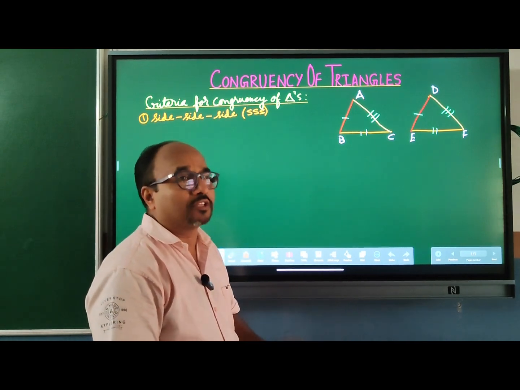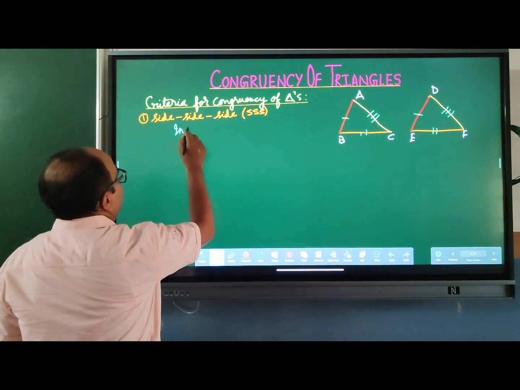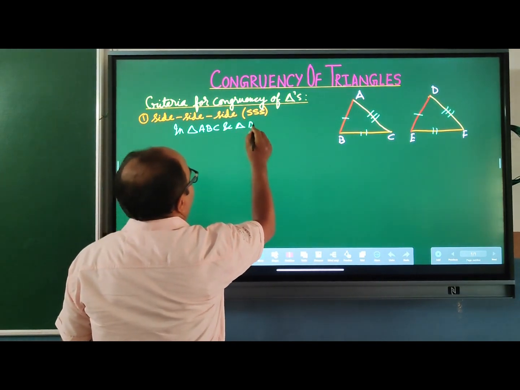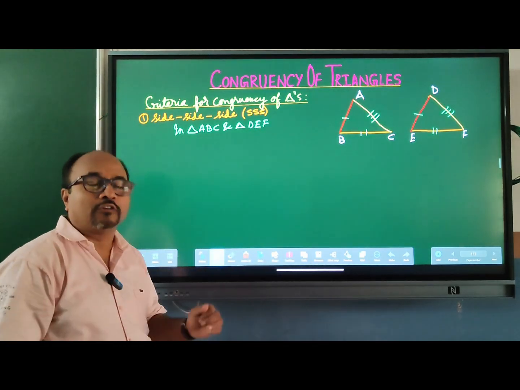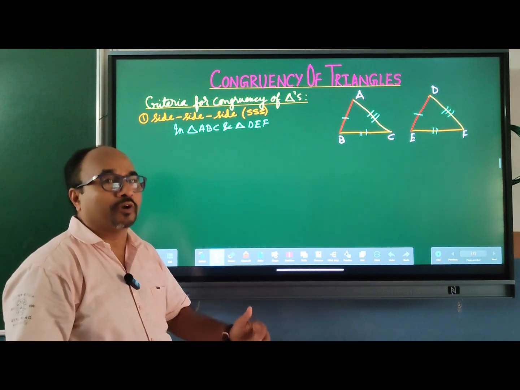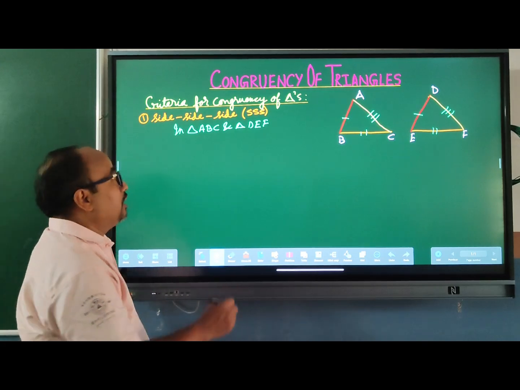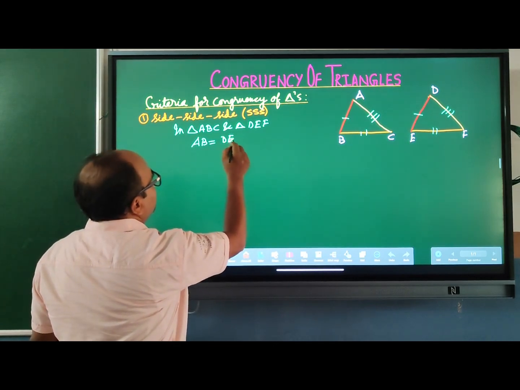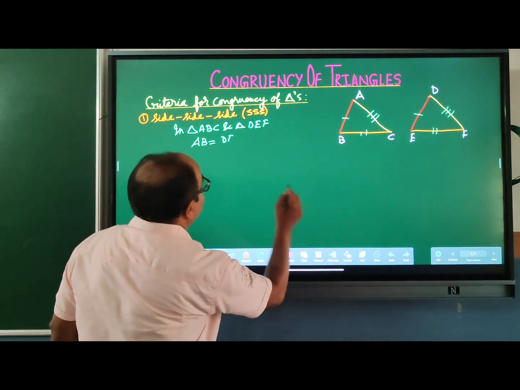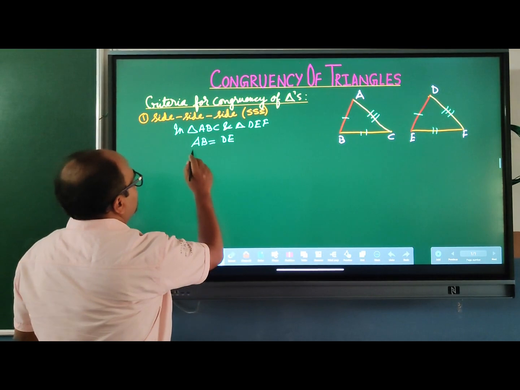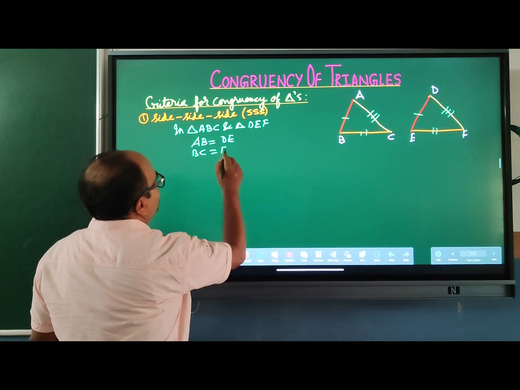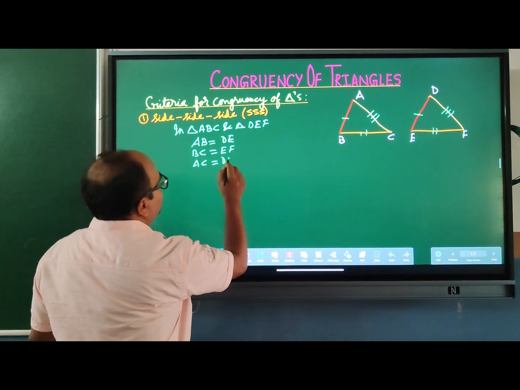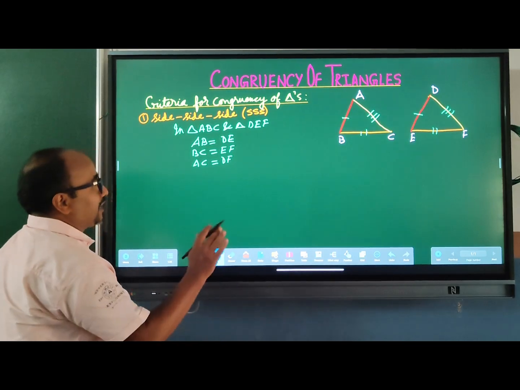We will write about this in this manner. First of all, we write the two triangles which we are going to show as congruent, and write their sides as equal. So we have AB equals DE, BC equals EF, and AC equals DF. So we have written all three sides as equal.